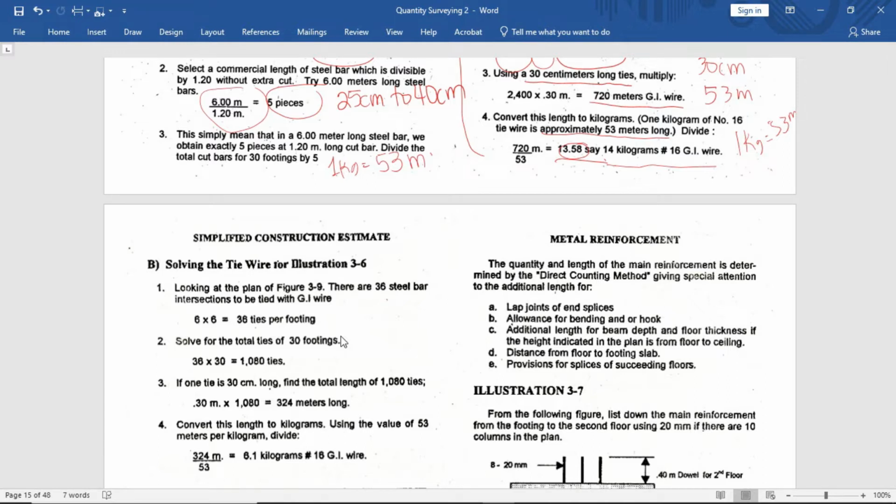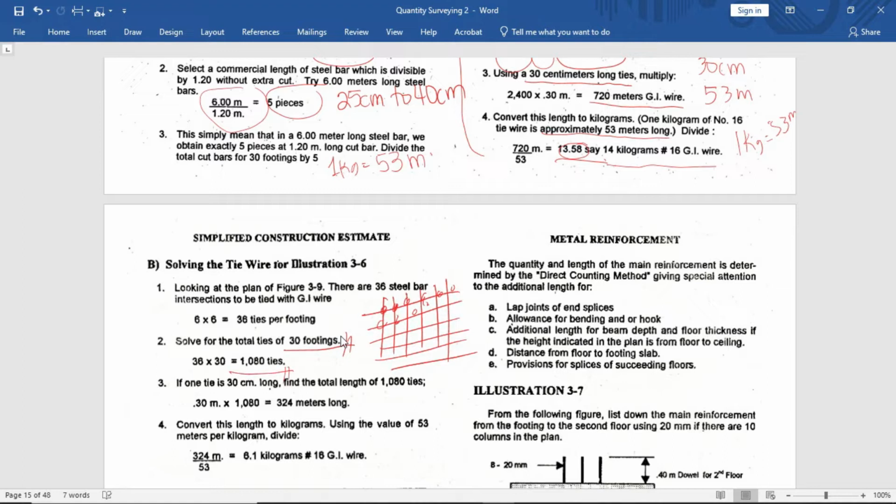Ito yung tinutukoy ko. 1, 2, 3, 4, 5, 6. Ito yung kukonektahan mo ng tie wire. Kaya there are 36 ties isang footing. So, there are 30 footings given. 30 daw yung footings na ganun yung dimension. So, 36 times 30 is equal to 1,080 ties.